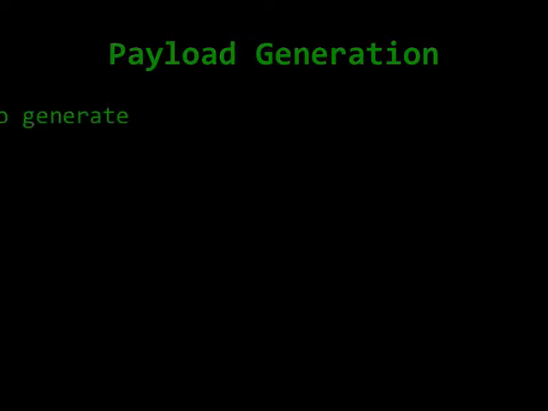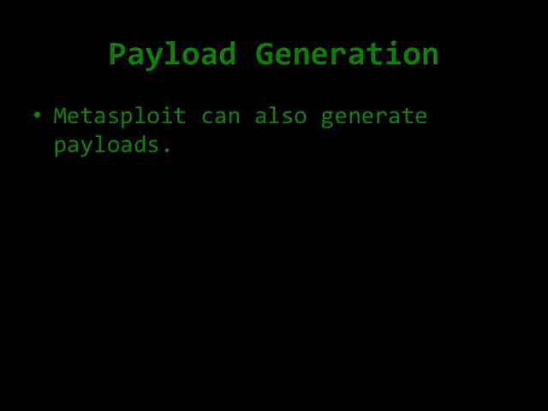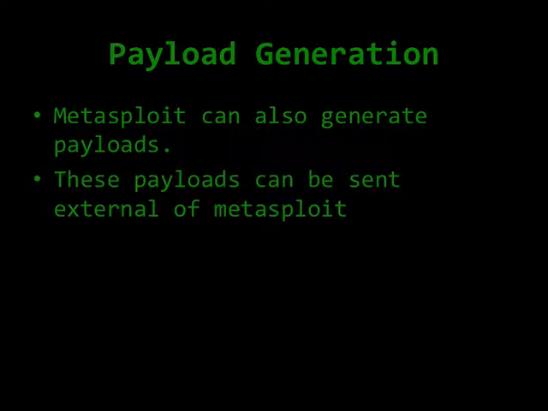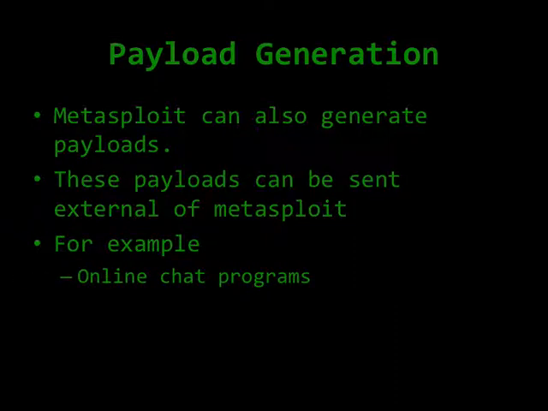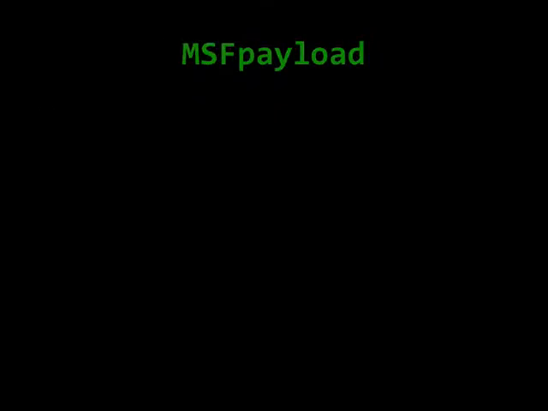Payload generation in Metasploit. Metasploit can also generate its payloads independently of Metasploit itself. It means that you can generate these things and send them through social engineering attacks, etc., or other attacks. So in Kioptrix level 2, you upload it into a web server and exploit it that way. They can be sent externally to Metasploit, for example through online chat programs, email, file shares, or other exploits such as remote command exploitation.